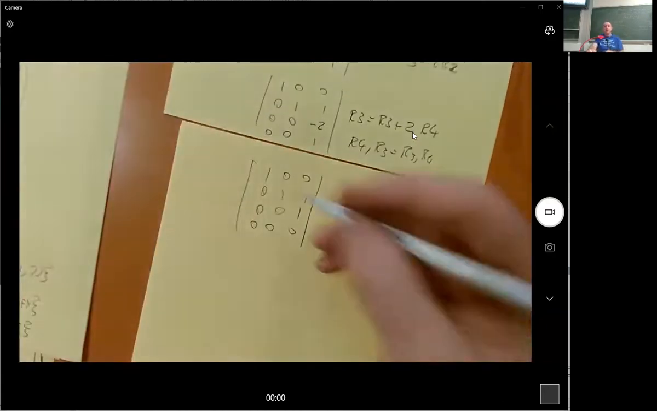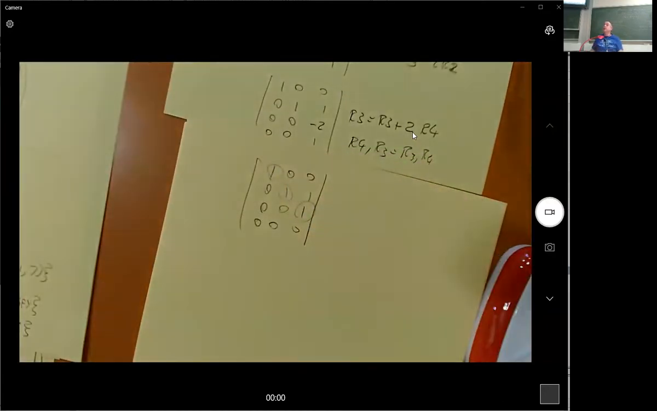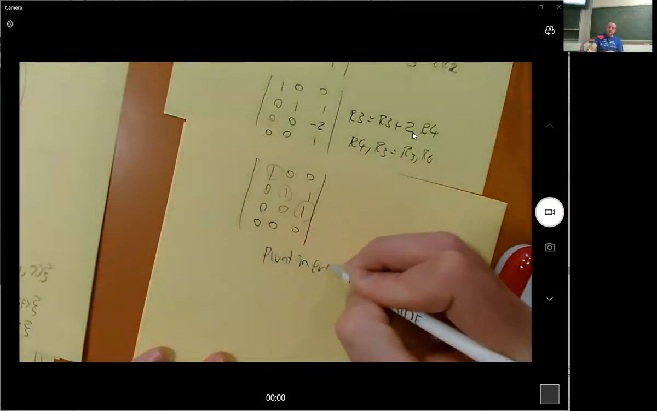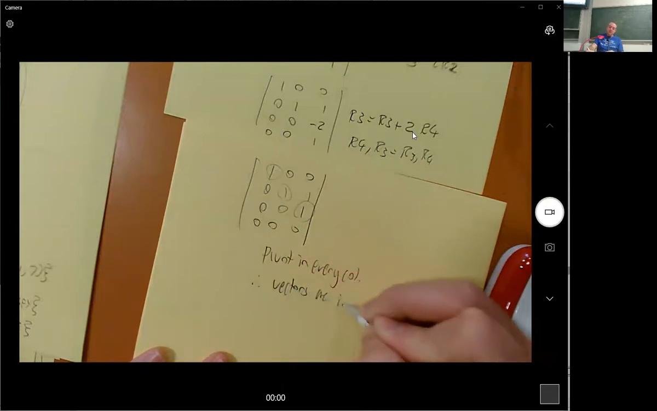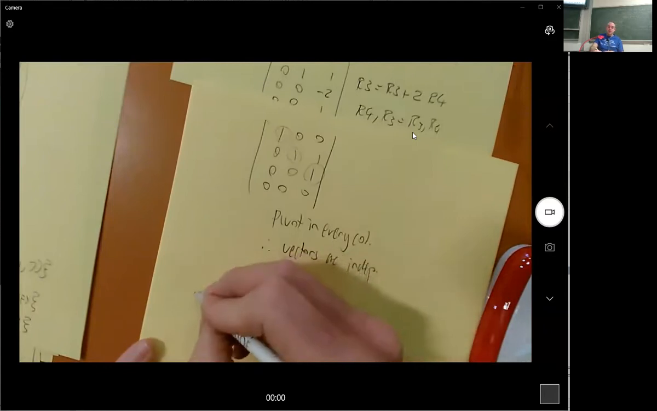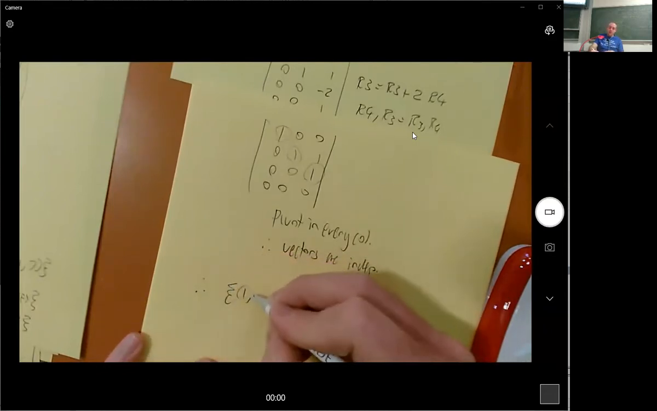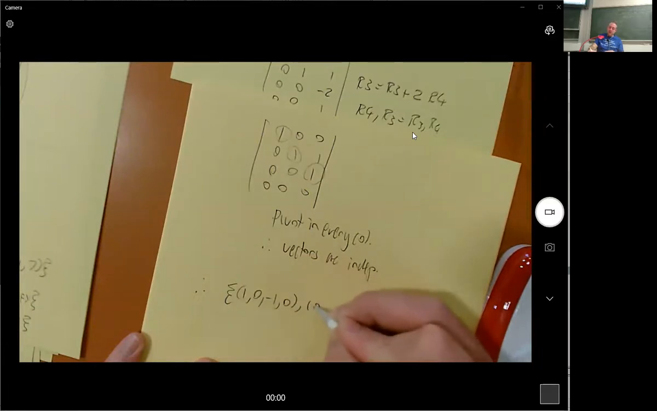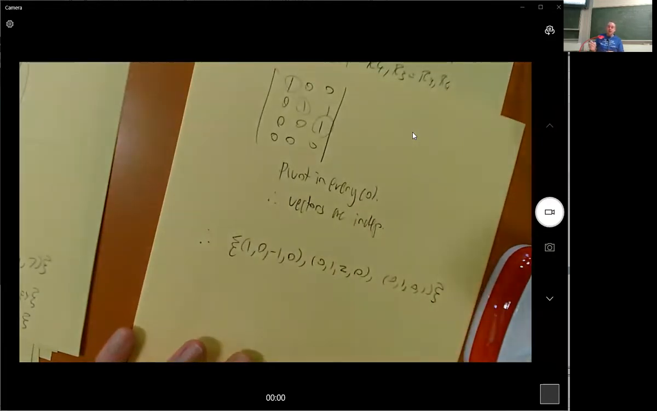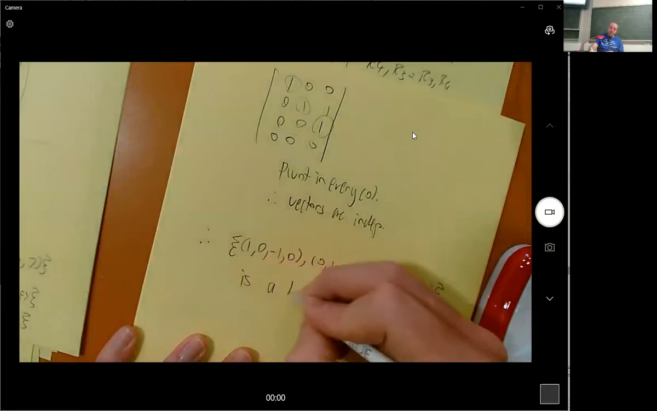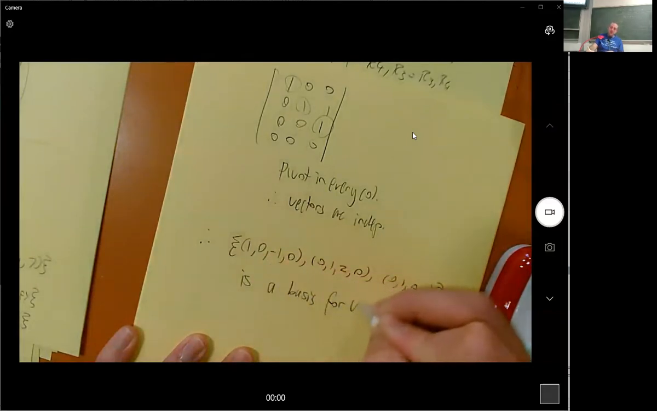All right, I can now tell there is a pivot in every column, and so they're independent. I don't have to finish this off because I know where the pivots are. Therefore, the vectors are independent. And so therefore, these three vectors span it, and they're independent, and so therefore it is a basis for W.